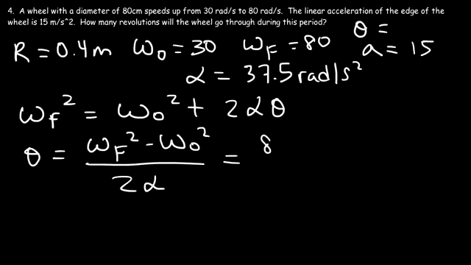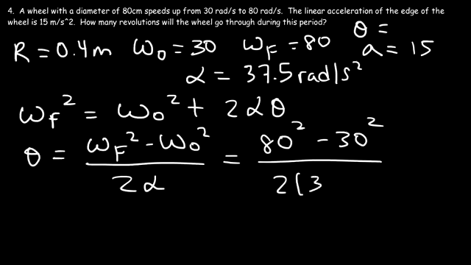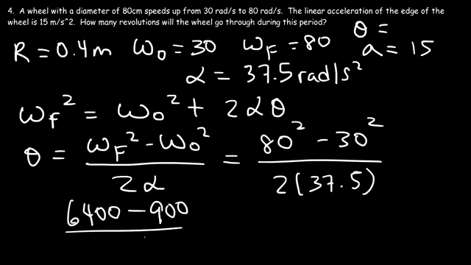So the final speed is 80, the initial speed is 30, and alpha is 37.5. So 80 squared is 6,400, 30 squared is 900, and 2 times 37.5 is 75. 6,400 minus 900 is 5,500. If we divide that by 75, this is going to be 73.33 radians.